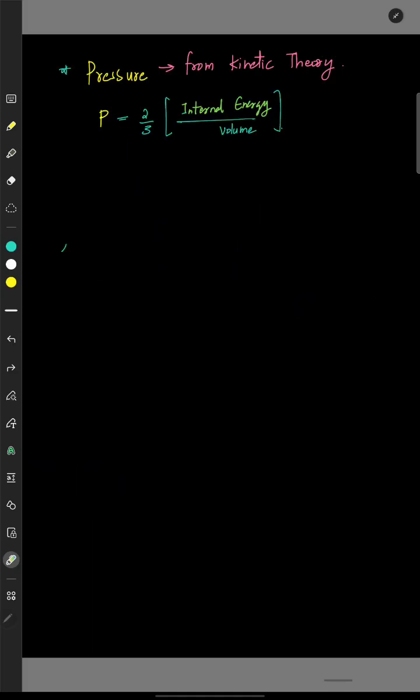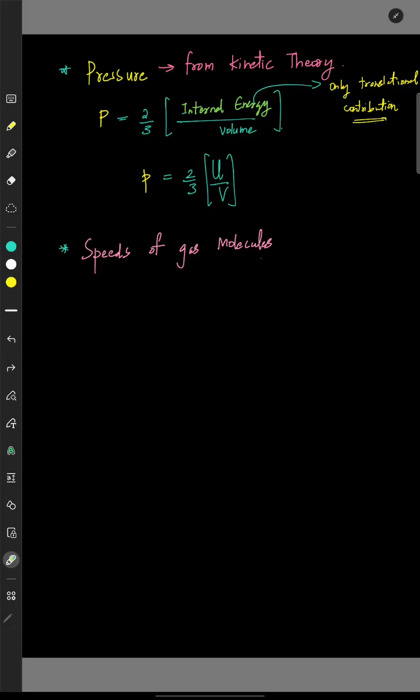So the pressure, in terms of kinetic theory, is defined as 2/3 times internal energy divided by volume. Remember, the internal energy used in this expression is entirely dependent on the kinetic energy because of the translation. So the pressure is 2/3 U by V. So this is the internal energy density of the medium, and then the speed of the gas molecules.